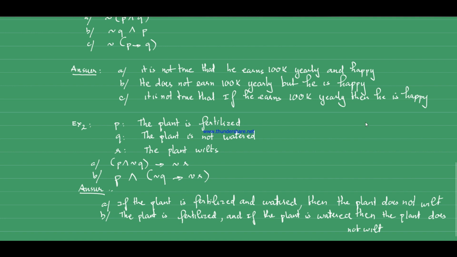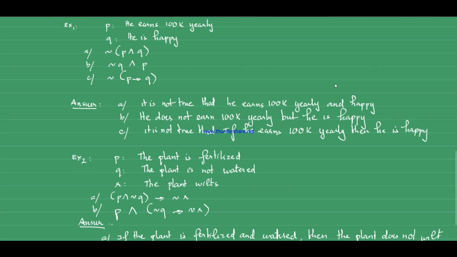Okay, let's read again and see if it's logical. The plant is fertilized, and if the plant is water, then the plant does not wilt. Yeah, that makes sense. It's logical. So when you translate from the symbolic statement to a regular sentence, make sure that you check it, because sometimes the way you write the English, you probably end up with a sentence that does not make any sense, okay? So you have to be careful, check if it really makes sense or not.